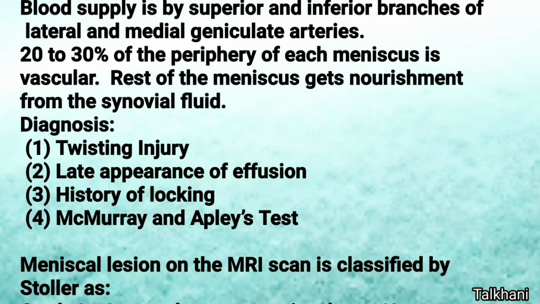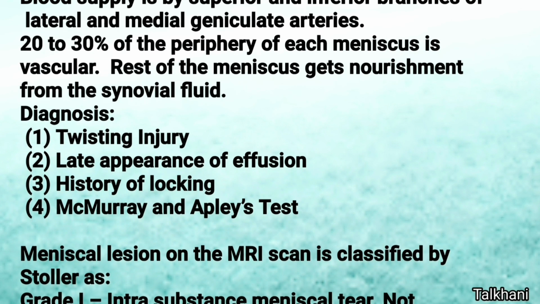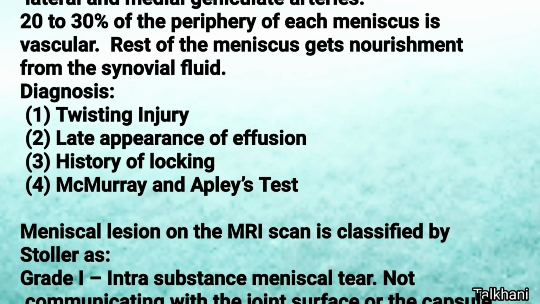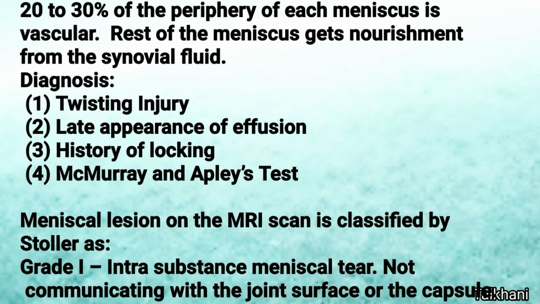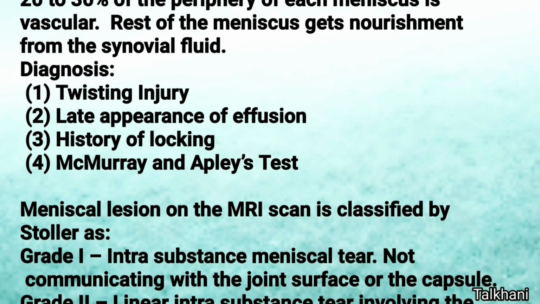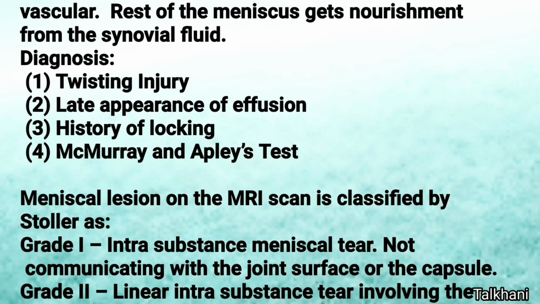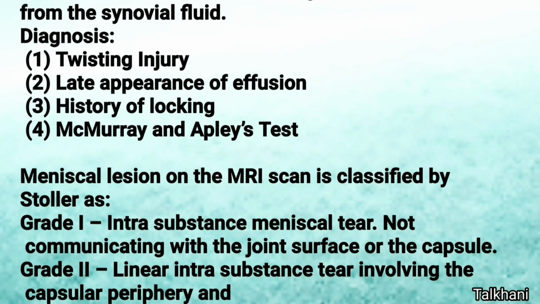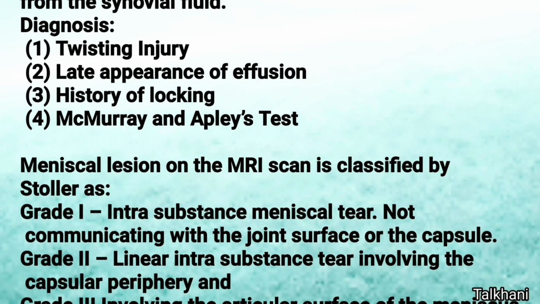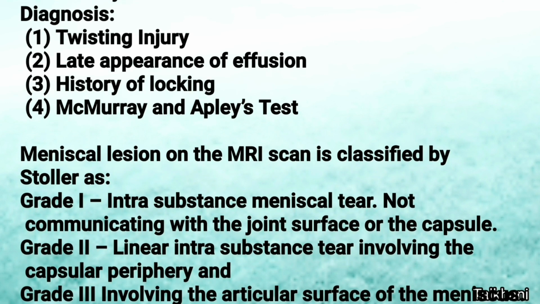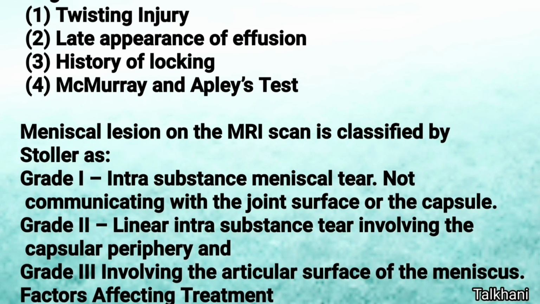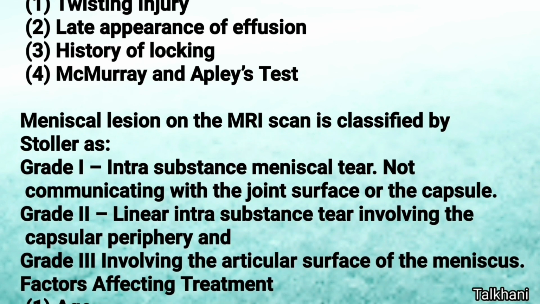MRI grading system of meniscal lesion is described by Stoller as grade 1, intra-substance meniscal tear, tear not communicating with the joint surface or the capsule. Grade 2, linear intra-substance tear involving the capsular periphery but not the joint. Grade 3 is when the tear is communicating with the articular surface of the meniscus, or a true complete tear.